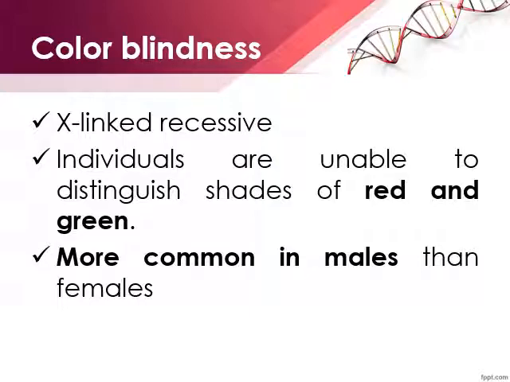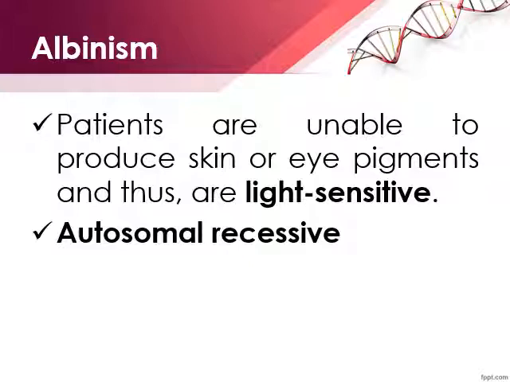Color blindness is an X-linked recessive disorder. Individuals cannot distinguish between the red and the green color. It is more common in males than females. Albinism, patients are unable to produce skin or eye pigments and thus are light sensitive. It is an autosomal recessive disorder.